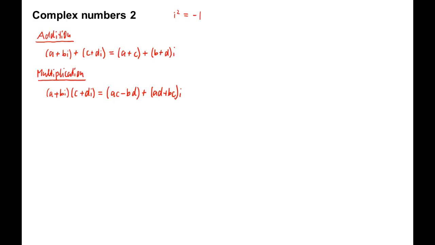In the exponential form, it's even easier. The amplitudes multiply and the phases add. For example, a times e to the i phi times b times e to the i chi. Just multiply the amplitudes to get the result amplitude and add the phases.